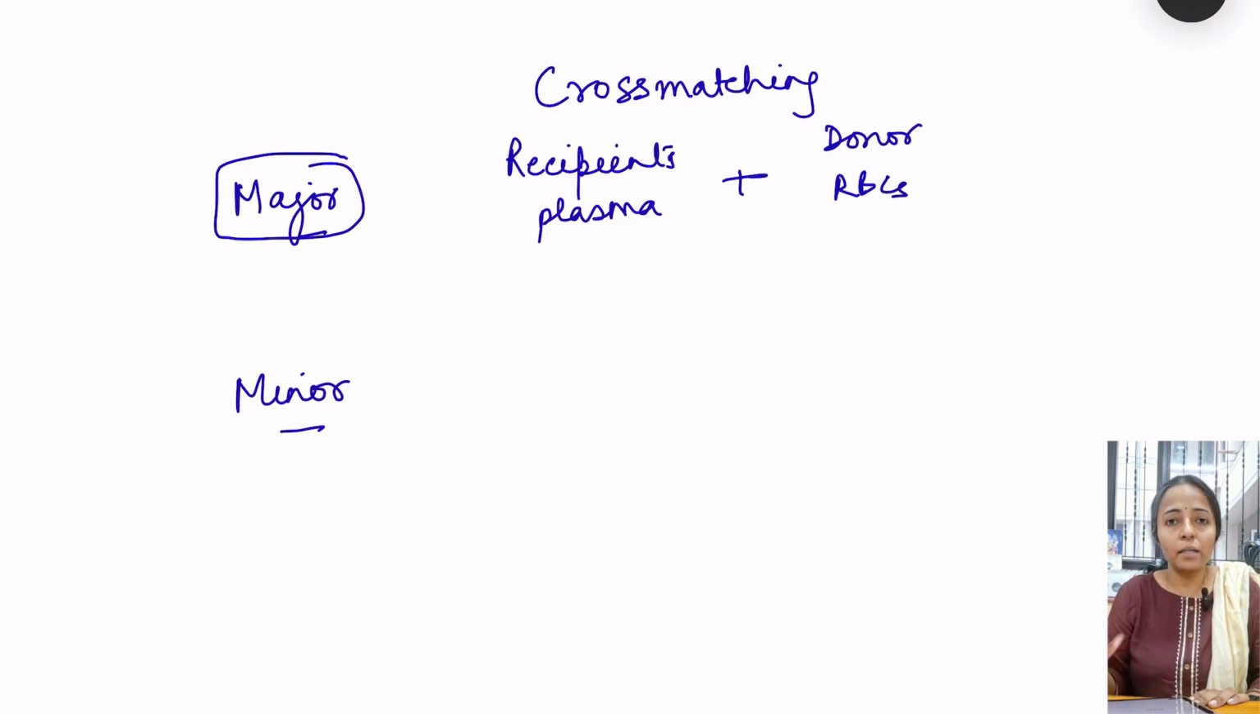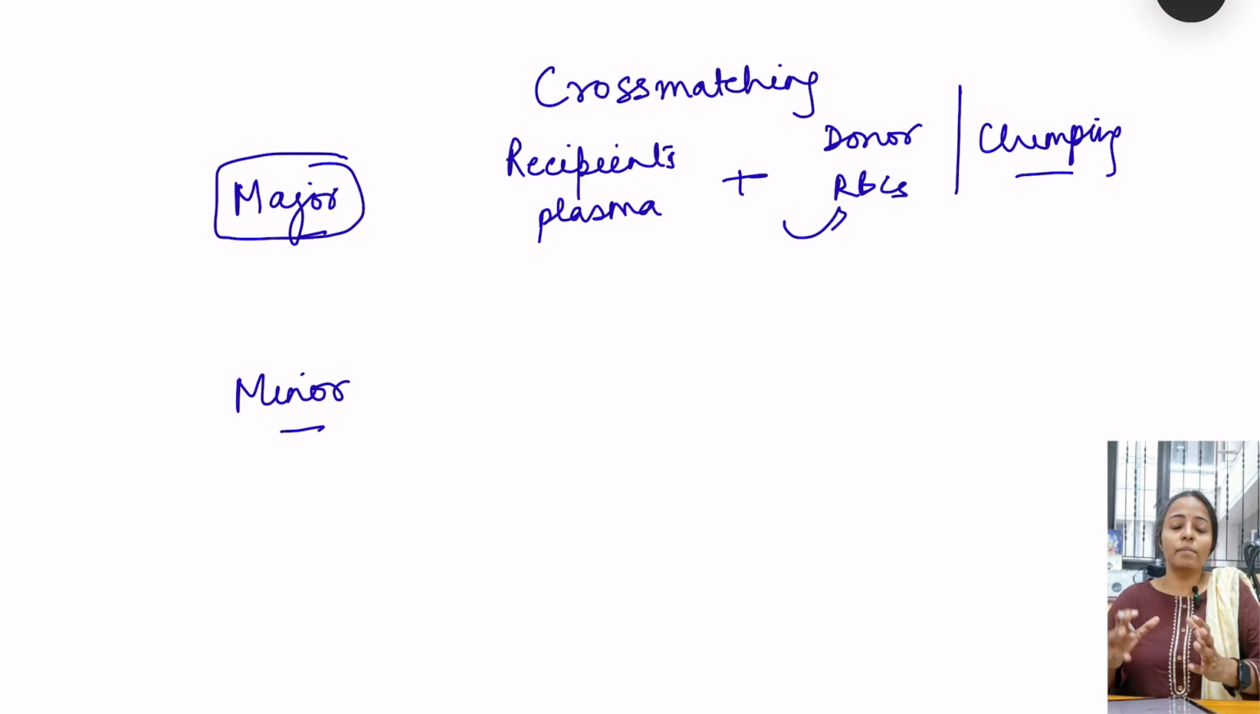So in plasma, antibodies are there. In general, if anybody's antibodies are present that can react with the donor RBCs, then there will be clumping. But remember, first we will match, otherwise with ABO mismatching there will definitely be clumping. So first we match, then we take the matched blood, and then we do this cross matching.